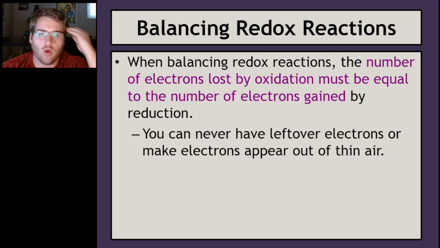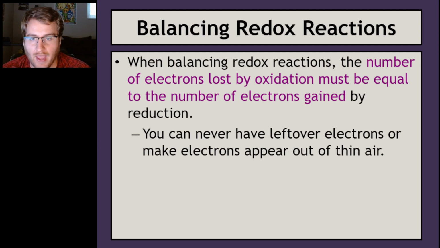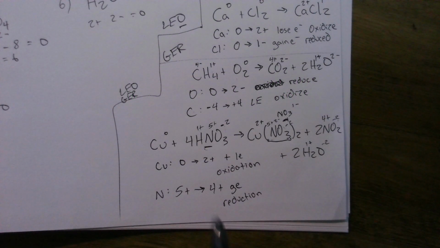Okay. When balancing redox reactions, the number of electrons lost by oxidation must be equal to the number of electrons gained by reduction. And if you look at our examples, you might not have seen that necessarily, because we didn't take into account any of the coefficients of the balanced reaction. So if we just kind of go back real quick, I can show that though.